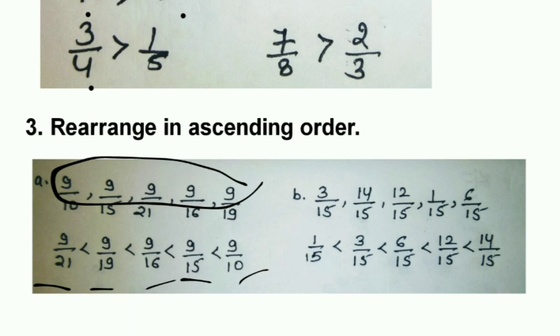When the numerators are different but the denominators are the same, it is very easy to solve. So the first one, 1 by 15, will come first, then after that we will arrange in sequence as the numbers come.